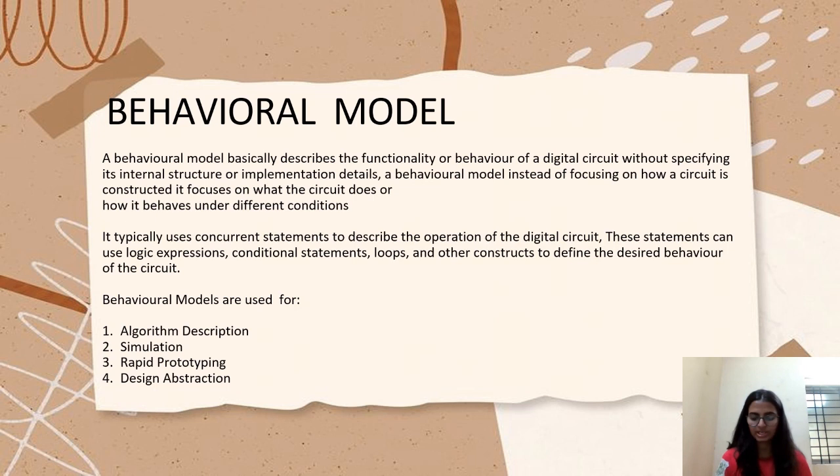So first comes entity declaration. We first of all define the interface of the hardware component using the entity keyword. We declare the input and output ports to specify the external connections of the component. Architecture body. It implements the behavior of the component within the architecture block. Use concurrent statements or processes to describe its functionality.